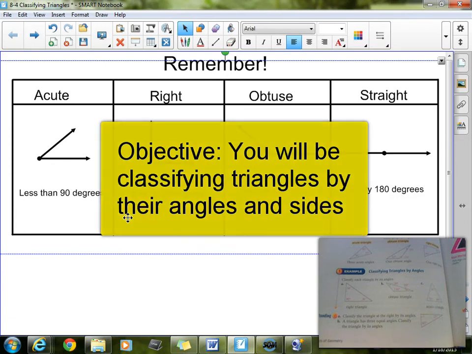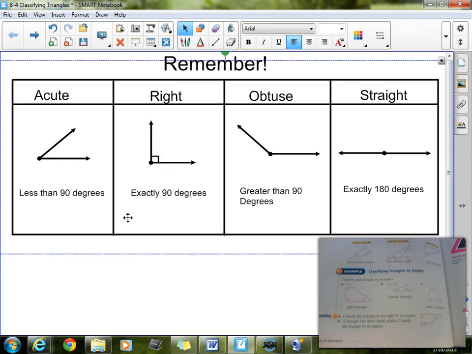Now we're actually going to start tonight with a little review of what we did 2 lessons ago. You remember the words acute, obtuse, and right? Well, we're going to be using these words again tonight a lot. I do want to remind you the word acute means an angle less than 90 degrees. The word right means exactly 90 degrees, and obtuse means greater than 90 degrees.